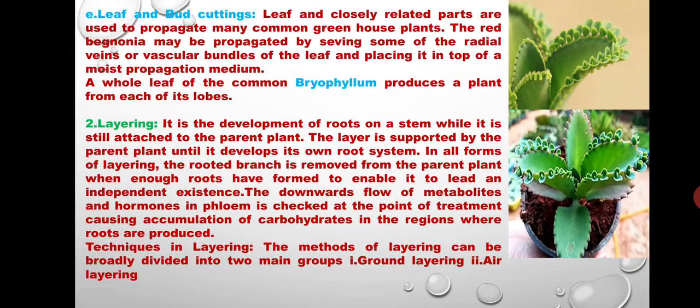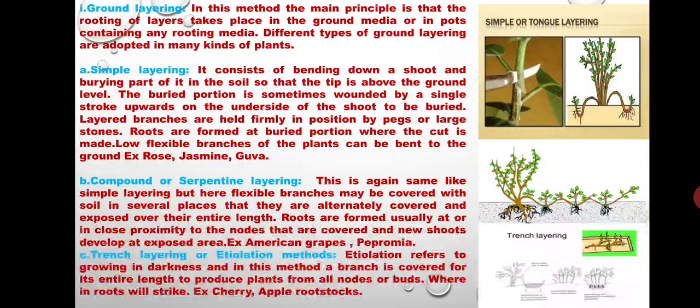Techniques in layering. The methods of layering can be broadly divided into two main groups. One is ground layering and the second one is air layering. First, we discuss ground layering. In this method, the main principle is that the rooting of layers takes place in the ground media or in pots containing any rooting media. Different types of ground layering are adopted in many kinds of plants.